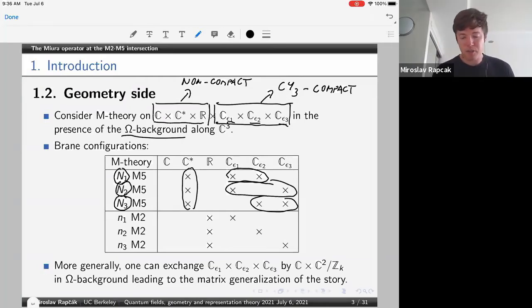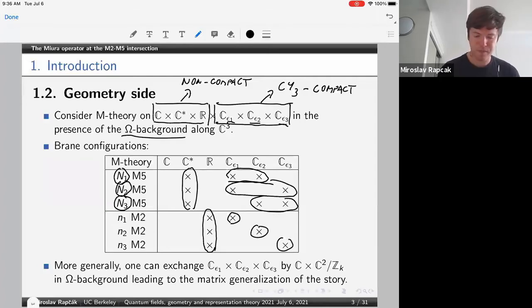furthermore, I'm going to introduce M2 branes, and again, they're going to wrap R in the 5-dimensional non-compact part of the spacetime. They're going to wrap one of the C's inside the compact Calabi-Yau threefold C3. And again, one can produce three different multiplicities for each of the orientations. The geometric picture has a very natural analog.